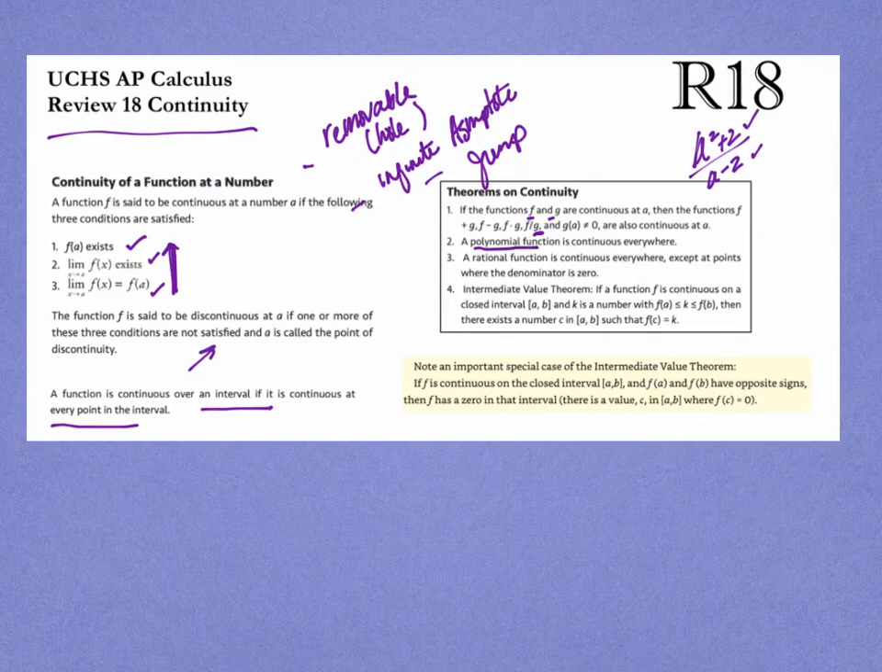Remember that a polynomial function is continuous everywhere, so every polynomial, and that's nice to know. A rational function, a fraction function, is continuous everywhere except where the denominator is 0, so those are your vertical asymptotes, right? And then we have to remember that this is where the intermediate value theorem comes in, and you have the cheat sheet on that. And this is also Rolle's theorem, this one down here.